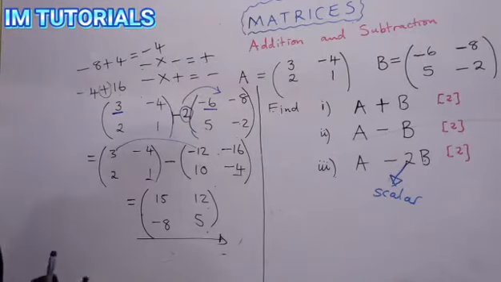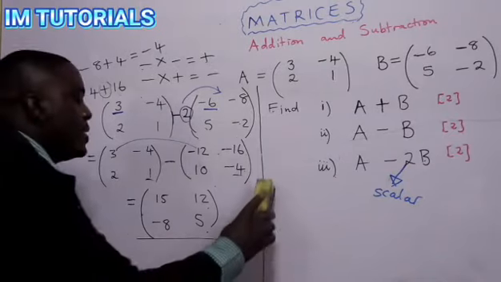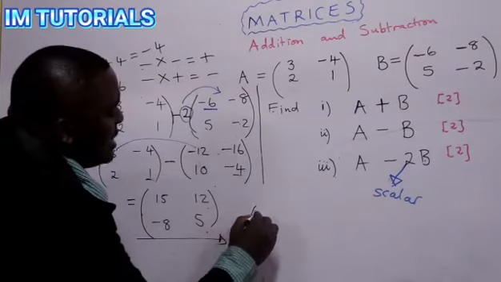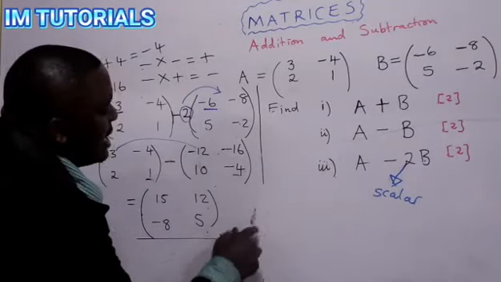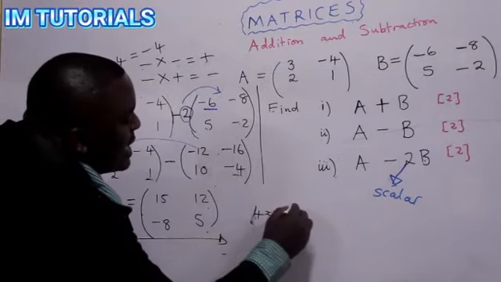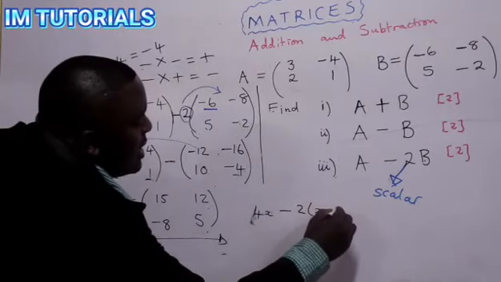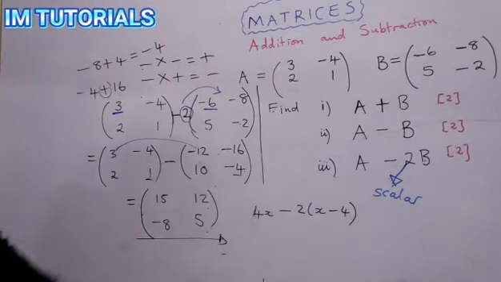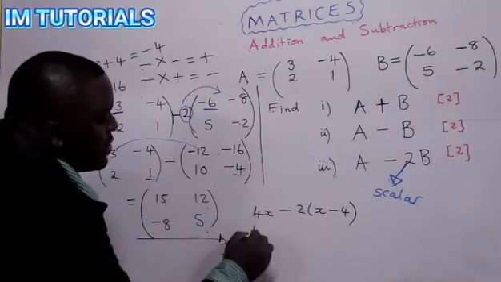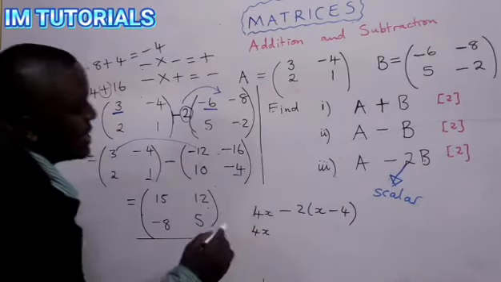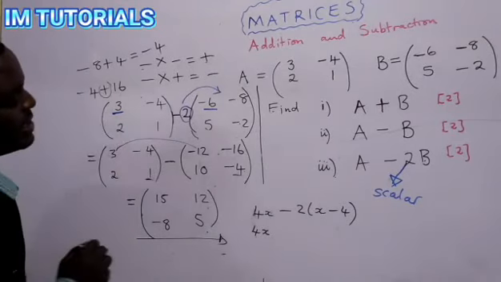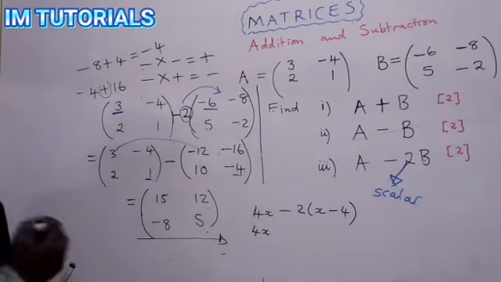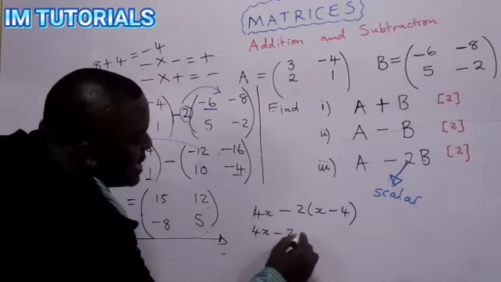So do not confuse matrices with algebraic expressions. Right. In algebraic expressions, if you come across a question like 4x minus 2 open bracket x minus 4, then you are instructed to remove brackets and simplify. Right. So here you are going to take 4x as it is, but when removing the bracket, you have to take 2 with the negative sign, unlike with matrices. So here you get minus 2x, right?